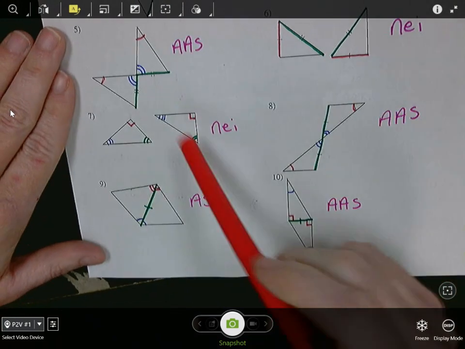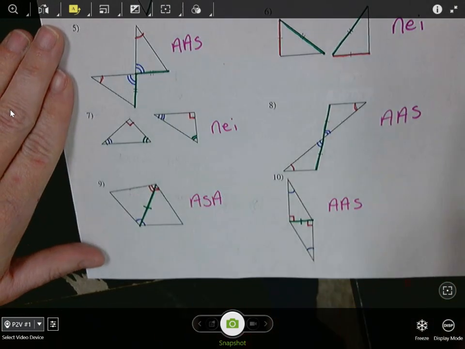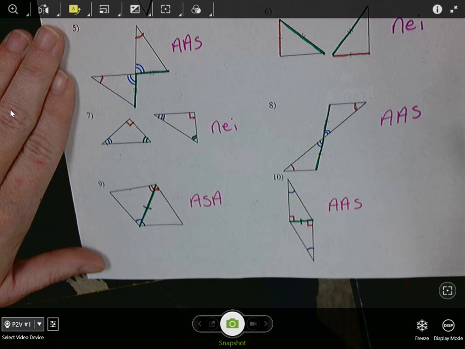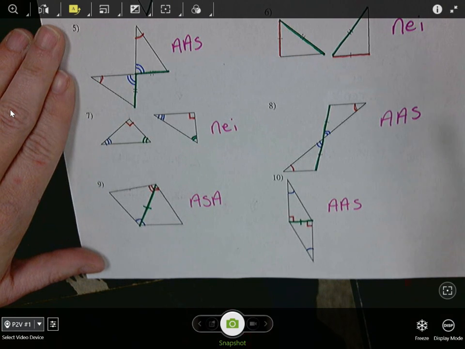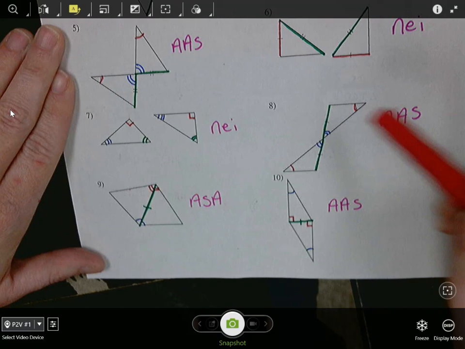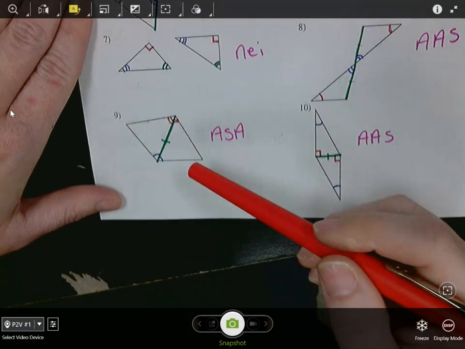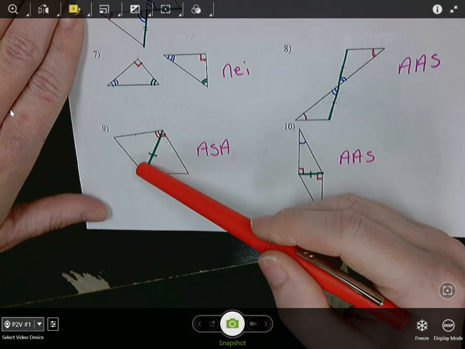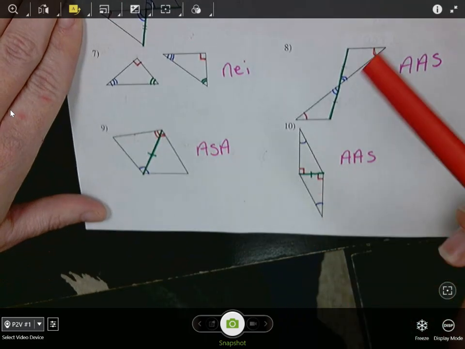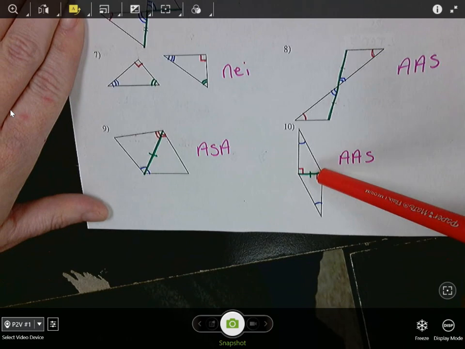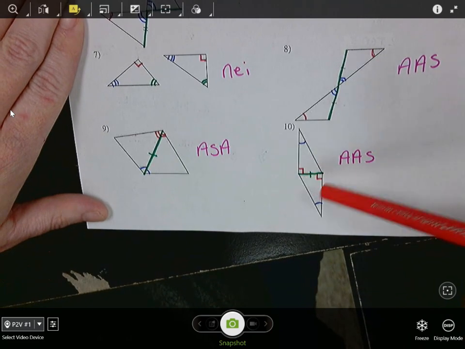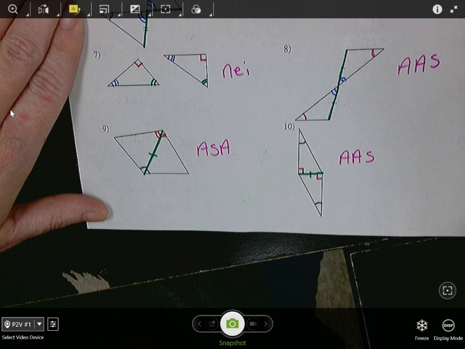Number seven, all three angles are marked congruent, but there is not an angle congruence theorem. So there's not enough information. I have to have at least one side marked congruent. On number eight, it's angle side, because I could mark these vertical angles congruent. Number nine, I could mark this side congruent by reflexive property, so it's angle side angle. And number 10, I can mark this side congruent by reflexive property, so it's angle side. Okay. What questions do you have for me on the front page?